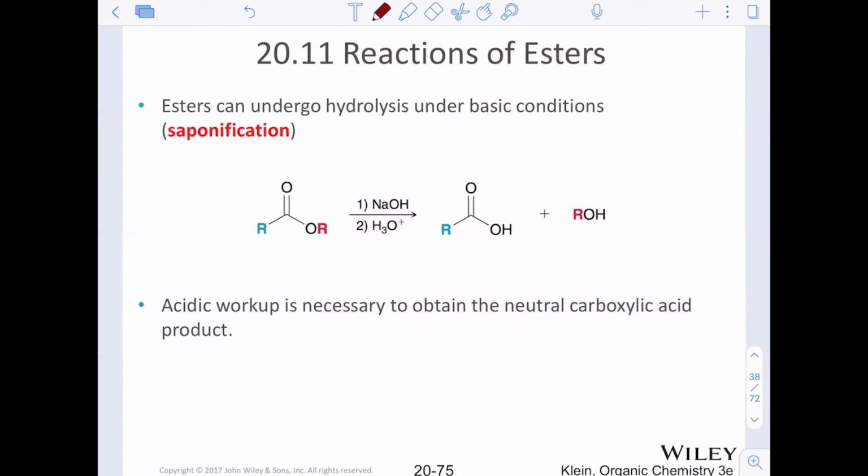One way to go backwards is basic, right? So the basic reaction is called saponification. An acid workup is necessary to obtain the neutral carboxylic acid because, again, after step number 1, we have a carboxylate ion because of the acidity of a carboxylic acid in a basic solution such as sodium hydroxide. We would always have that little last proton transfer be necessary to put the proton back on there.